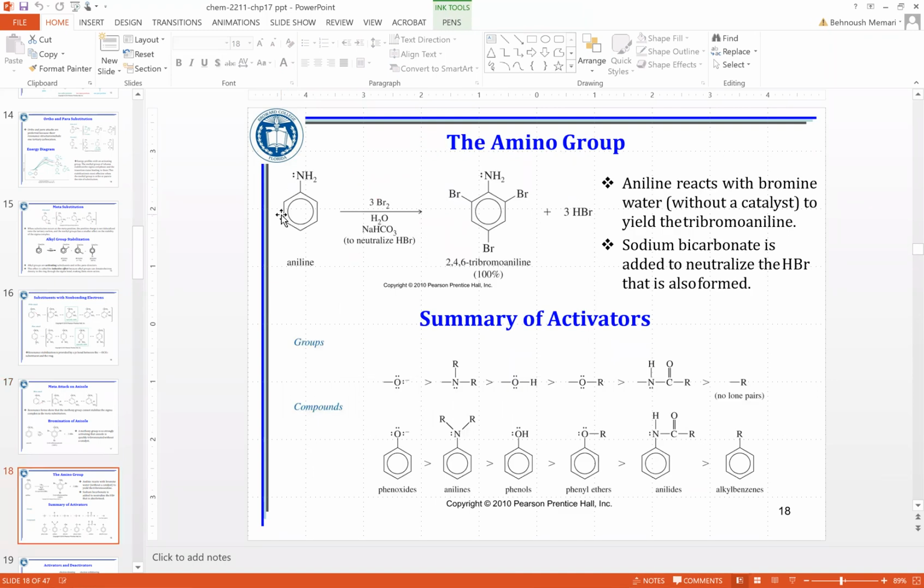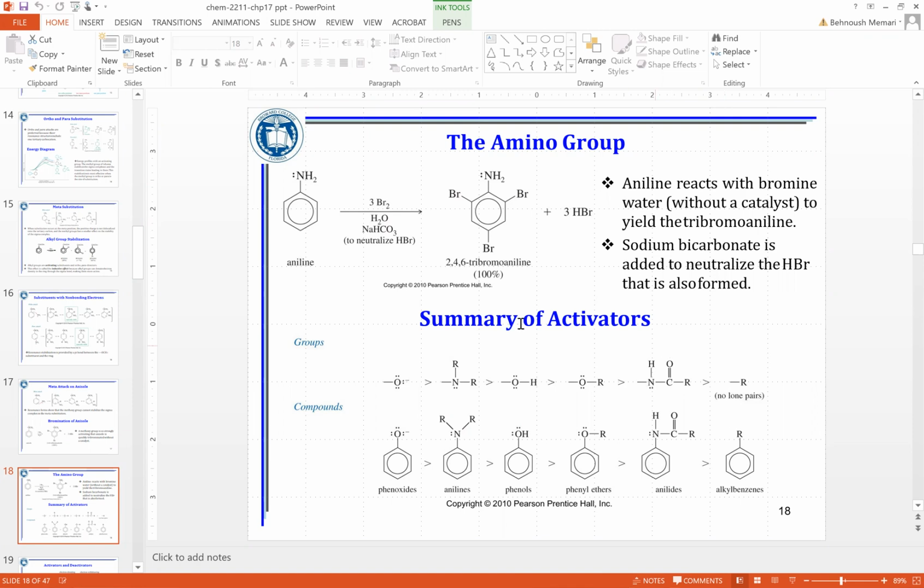NH2, activating or deactivating group? NH2, because of the pair of electrons that you have on the nitrogen, is going to be an activating group. And if it is an activating group, the product is going to be ortho-para, not meta. Now, if you have a deactivating group, the product is going to be meta, because the ortho and para positions will be deactivated.